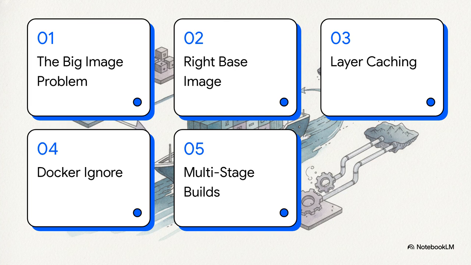First, the big Docker image problem. Second, choosing the right base image. Then, proper use of layer caching, using Docker Ignore, and finally, the magic of multi-stage builds. Let's get right into it.